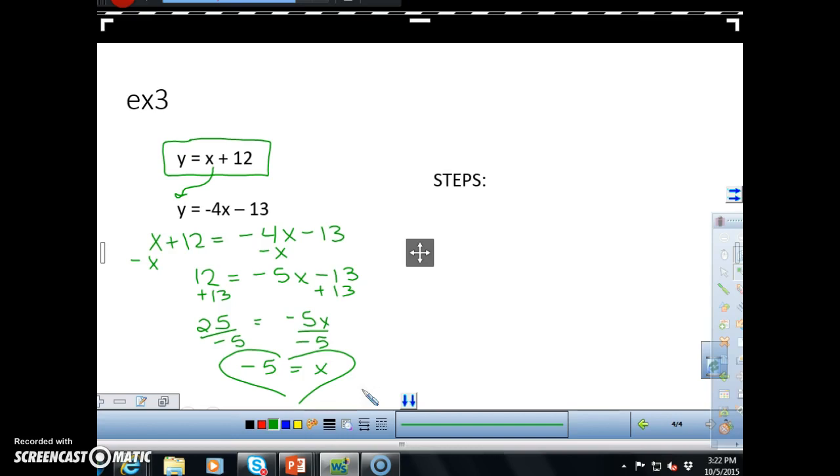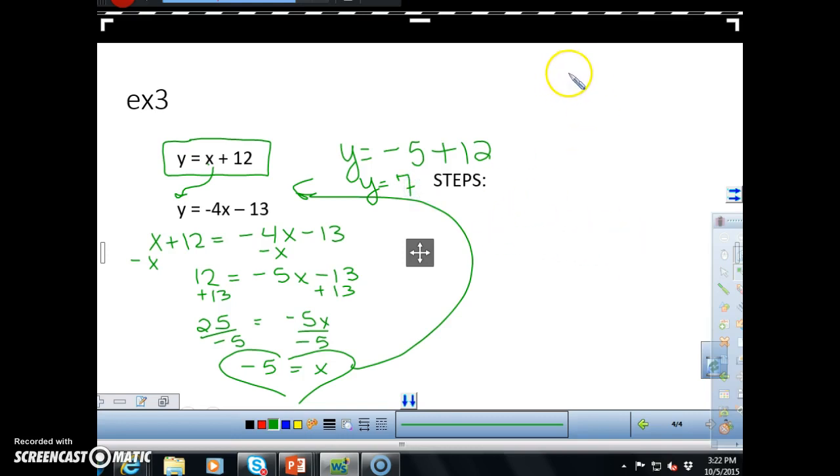Okay. Should be reviewed. We're just kind of reviewing it. So once we know what x equals, now we take our heart and we put it back in the box. So again, we substitute. Y equals, instead of x, we replace it with negative 5. So we get 7. 7. So our answer then, write it back as an ordered pair. Negative 5, 7 is where the two lines would intersect. And we can see that on our calculator as well.